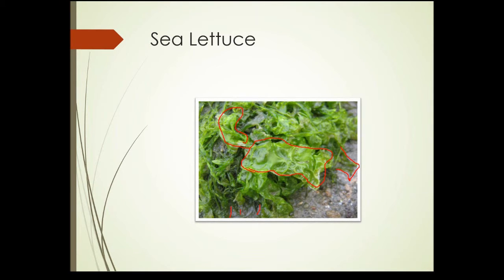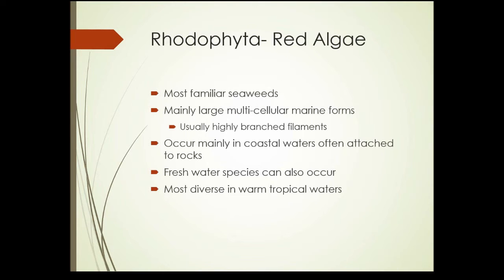Next, we'll take a look at some of the red algae. The red algae contain the most familiar seaweeds to humans. They're mainly large multicellular marine forms. That means they live in salt water. Marine means salt water. So they're mainly large multicellular marine forms, usually as highly branched filaments. They occur mainly in coastal waters, shallower waters, often attached to rocks.